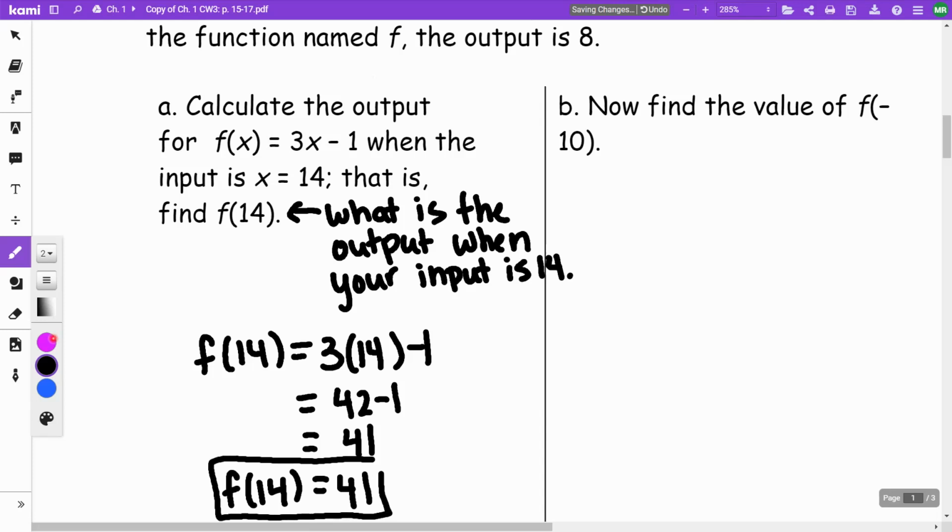This really is a point too, if we were to graph this. When I put in a 14 for my x, I get out a 41. This would be my x, this would be my y. So you can also think of this as a point.